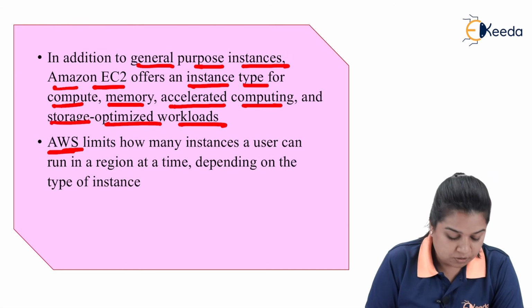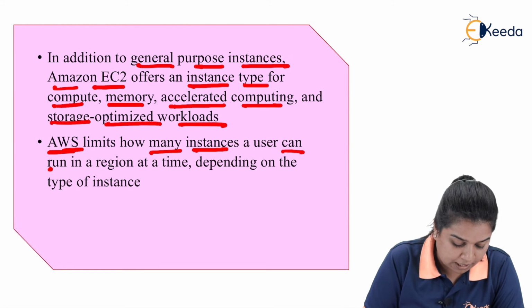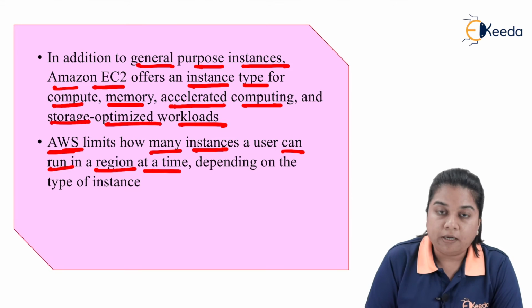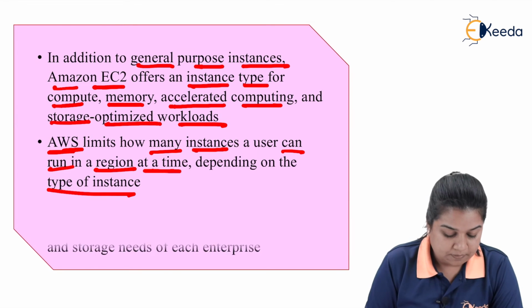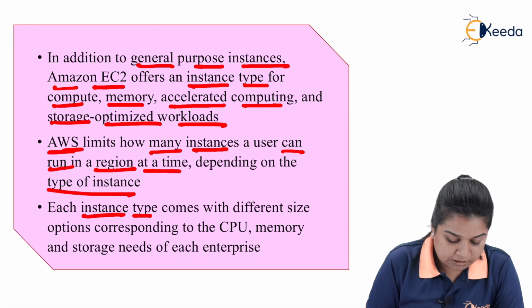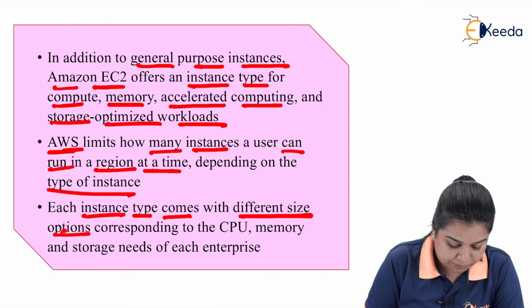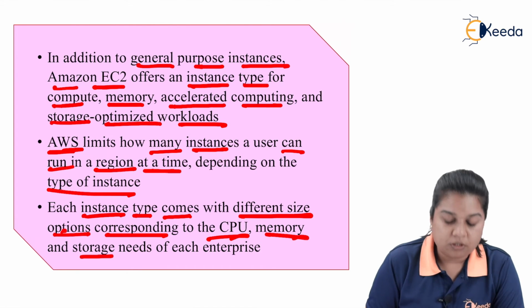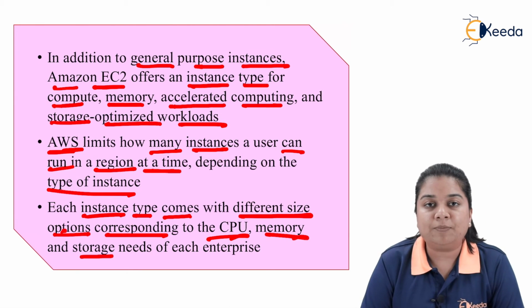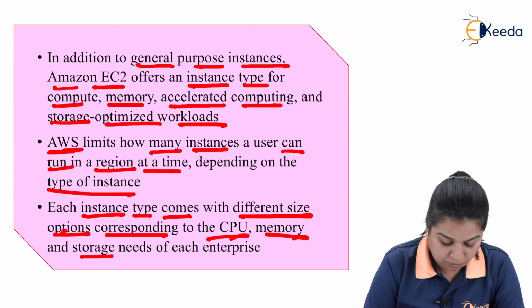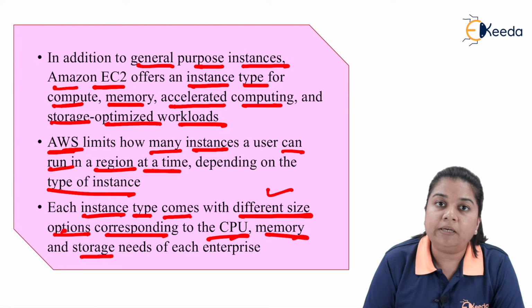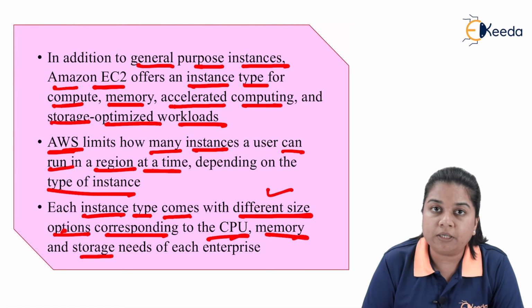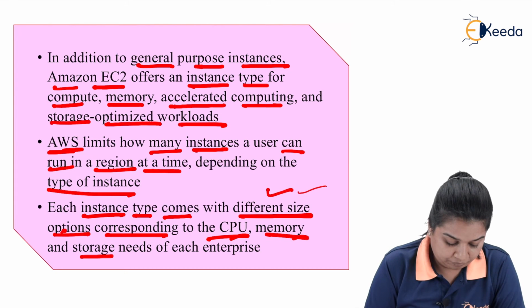Amazon Web Services limits how many instances a user can run in a region at a time, depending on the type of instance. Each instance type comes with different size options corresponding to the CPU, memory, and storage needs of each enterprise. That means, as per the requirement, you can have access to the instance in different sizes and options corresponding to the processing unit, memory, etc.